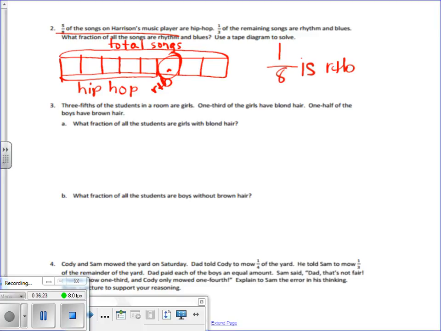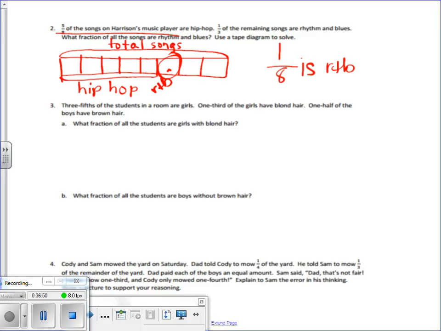You can't multiply anything because if you did number multiply, you would have got 5 over 24, and would you have ever gotten 1/8 out of that? Never in a million years. That's why they told you to use a tape diagram.